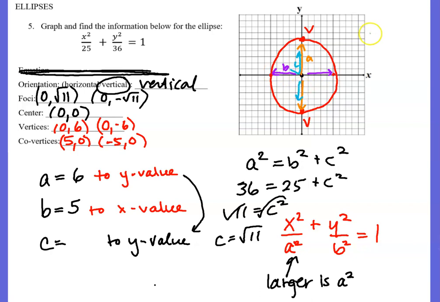Okay, major axis. I didn't ask this here, but just to remind you, major axis is from vertex to vertex. The vertices are the most important, right? They're the longest. So since a was 6, my major axis had a length of 12. And my minor axis would be from co-vertex to co-vertex, which would be 5 and 5, so 10. Okay, let's try another one.